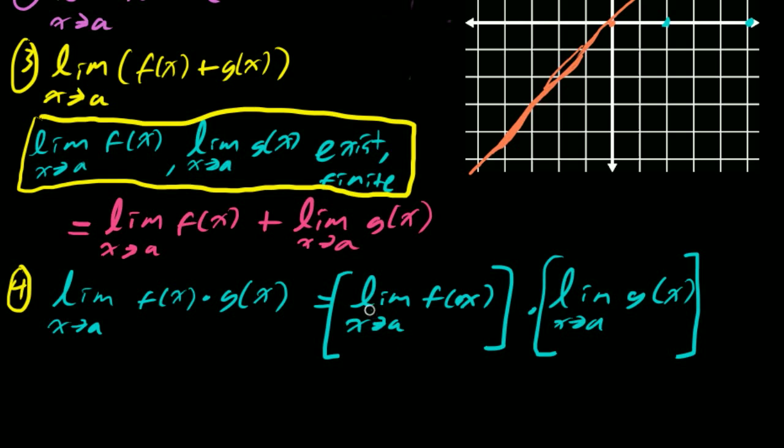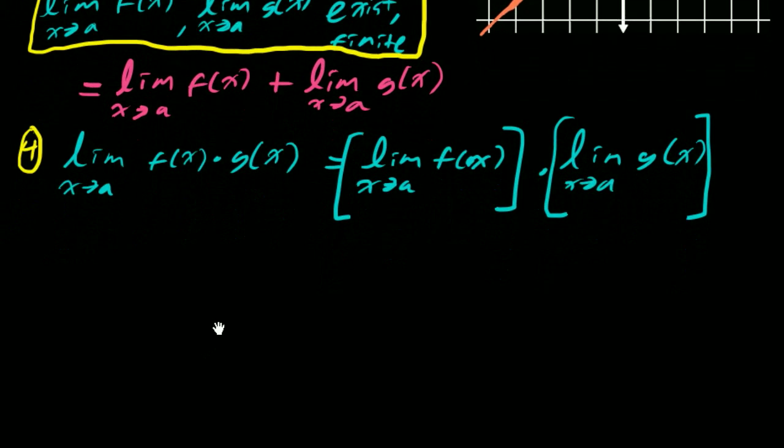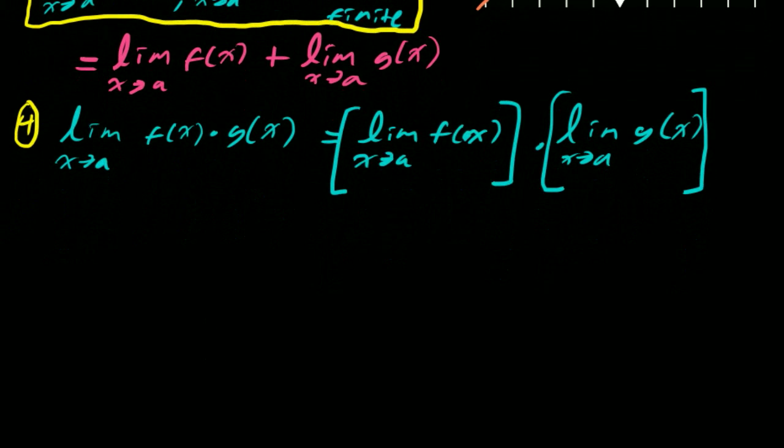And again, you can see that what we're doing is breaking down the complexity of this limit problem. We can take the limits of two things that are less complex. f of x is less complex than f of x times g of x, and similarly g of x is less complex than f of x times g of x. So anyway, that is the fourth property. Now let's move on to the fifth property.